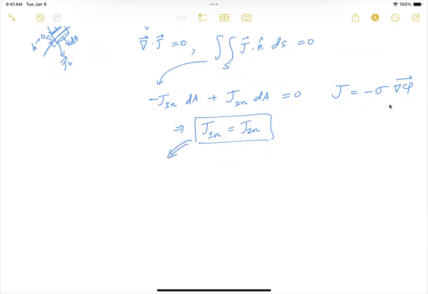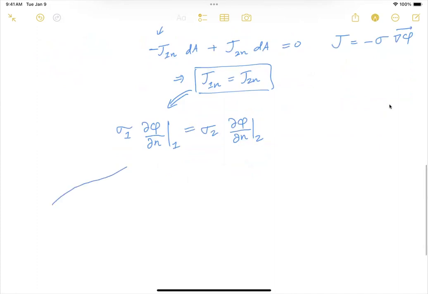This essentially means that sigma 1 times the normal component of the gradient of the potential in material 1 must be equal to sigma 2 times the normal component of the gradient of the potential in material 2. So now imagine you had an interface where on one side you have a conductivity sigma, but on the other side you have no material, which is basically saying that the conductivity is 0. Then under such a condition, the normal component of the gradient of the potential inside the material at the boundary, at this interface, must be 0.